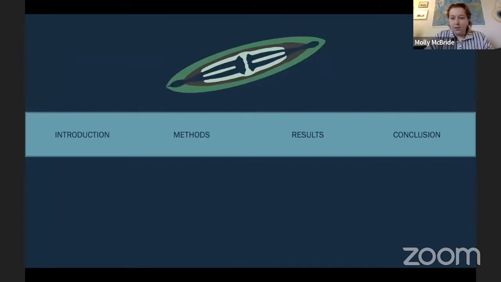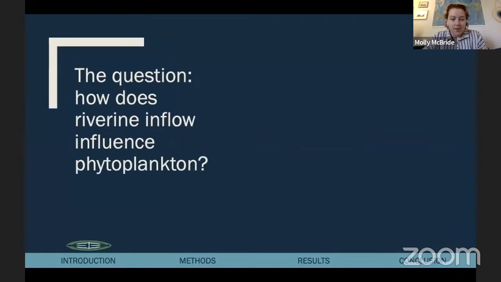So to start, I just wanted to make you aware of a progress bar at the bottom of the screen. I have one of my favorite diatoms here, Navicula, that'll be hovering over the section that I'm in. So to start, my question was, how does riverine inflow influence phytoplankton? And when I say phytoplankton, I mean how much phytoplankton is present and what kind of phytoplankton is present.